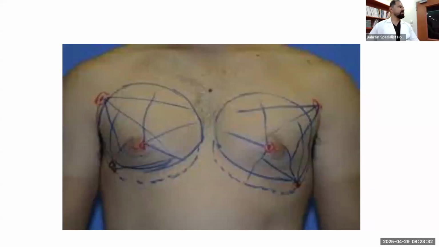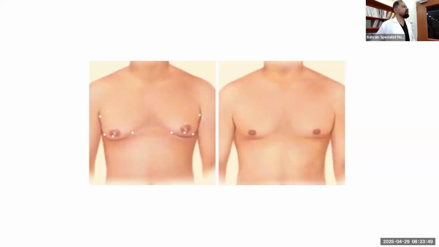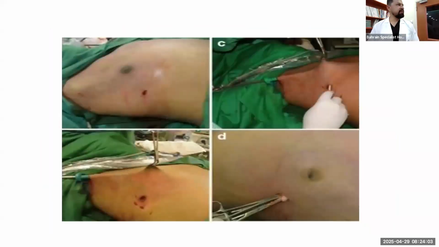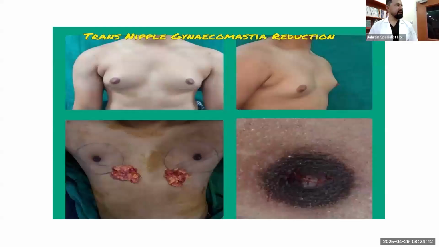So these are the markings for liposuction. Previously, we used to do it from the lateral aspect, infero-lateral or infero-medial aspect. Nowadays, we have switched to the axillary approach or through the nipple, so that nothing is seen outside. These are various areas from which liposuction is done: infero-lateral, infero-medial, trans-nipple or trans-areolar, and axillary. I do the majority of the cases through transaxillary liposuction. This is the infero-lateral aspect from which liposuction is done, and the gland is excised from that area itself.